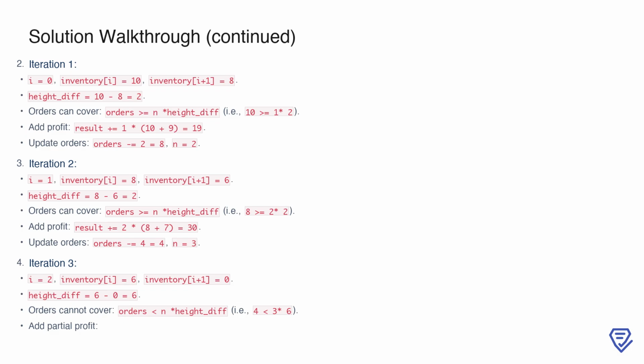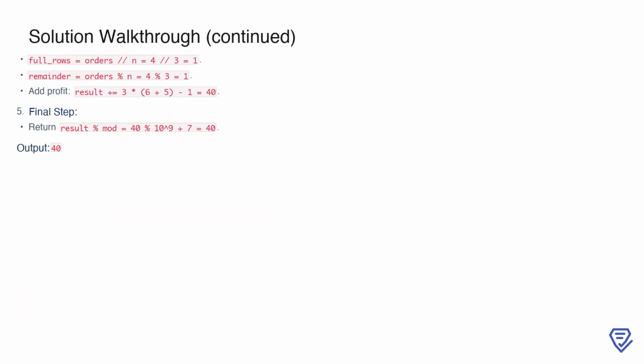In the third iteration, the difference between 6 and 0 is 6, but we don't have enough orders to cover this entire range. Since the remaining orders are fewer than the required amount to fully cover the range, we calculate the profit from partial rows. Dividing the orders by n gives full_rows equals 1, and the remainder is 1. The profit from these rows is calculated as result plus equals 40, which includes the contribution from the full rows and the remainder. With no orders left, the loop ends. Finally, we return the result modulo 10^9 plus 7, which gives a total profit of 40 for this example. This concludes the step-by-step walkthrough for this problem.